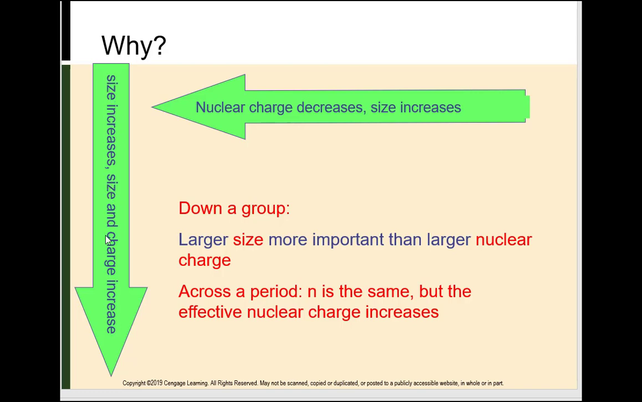This trend, as we see, size increases, and so therefore size and charge are inversely related. As we go left, the nuclear charge decreases, or I could say as I go right, my nuclear charge increases. As I go left, my size increases. As I go right, my size decreases.